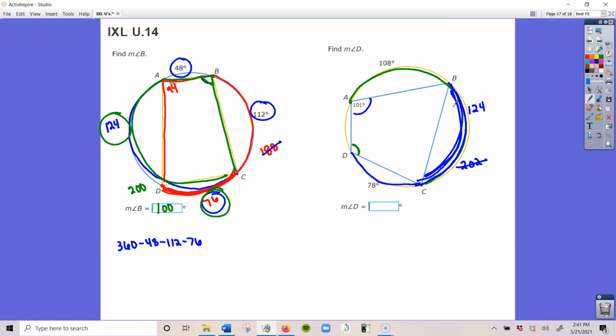So now that I know that, and we're trying to figure out the measure of angle D, again, that's this whole arc here. I'm going to add these two together. 108 plus 124 gives me 232. So then the angle is half of this measure. So 232 divided by 2 is 116.